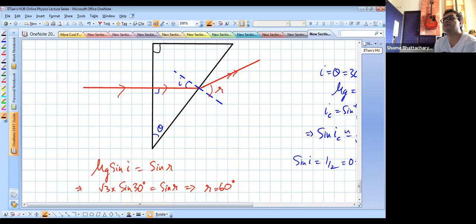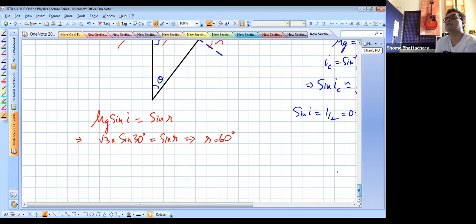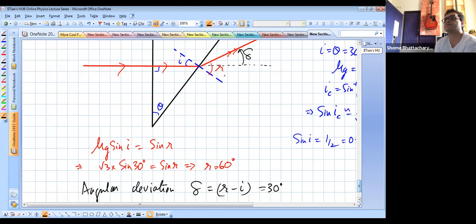Deviation is this: if the incident ray had not got bent, it would have gone on this path. Now it has got bent like this. So this angle is called the angular deviation. So the angular deviation delta over here is actually R minus I, which in this case is also 30 degrees. So this is how you solve the second part.